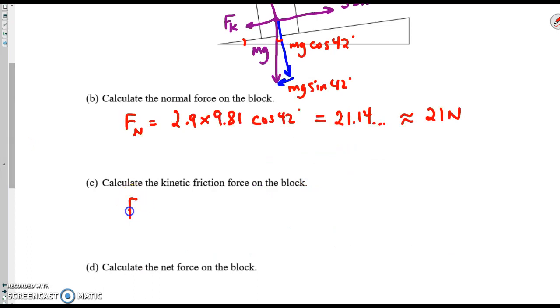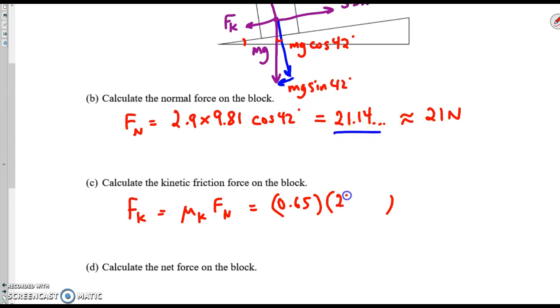The kinetic friction force we get from the mu equation. I've rearranged. Mu we were given in the problem, that's going to be 0.65. And the normal force is what we found above, this unrounded value. So when we calculate, we get 13.74. Rounding for sig figs to report the answer is 14.